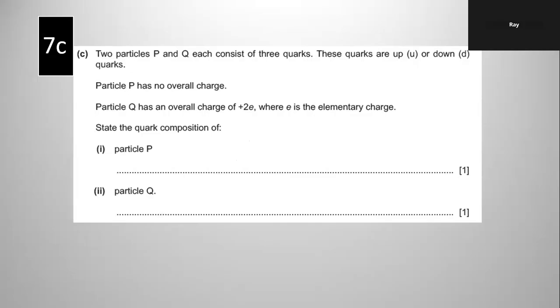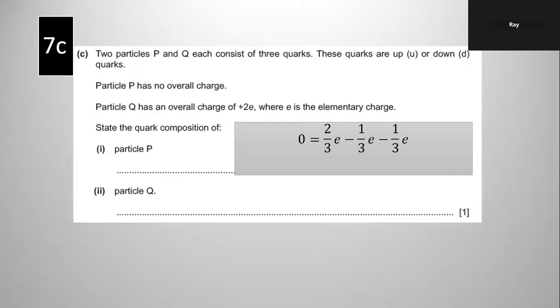Quark composition. That means it can be two up, down, and so on, so you have to decide the right one. Particle P: one up, two down. Up, down, down. It has no charge, so it's 2/3 e minus 1/3 e minus 1/3 e. So up, down, down. Correct. Particle Q: up, up, up.